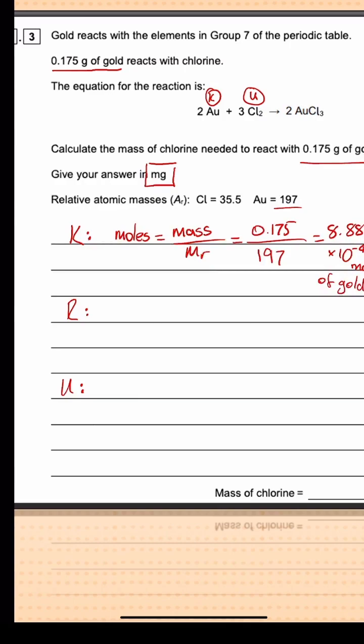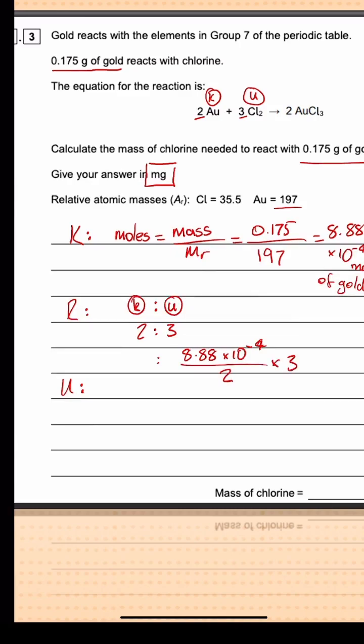Don't delete it, because now we've got the ratio step. What's the ratio we've got here? Remember, ratio is known to unknown. 2 to 3, yes, because that's got a 2 in front of it and that's got a 3 in front of it. Ratio is 2 to 3. So what do we have to do here? If it's a 2 to 3 ratio, you take the 8.88 times 10 to the minus 4 moles, divide by 2 and times by 3.